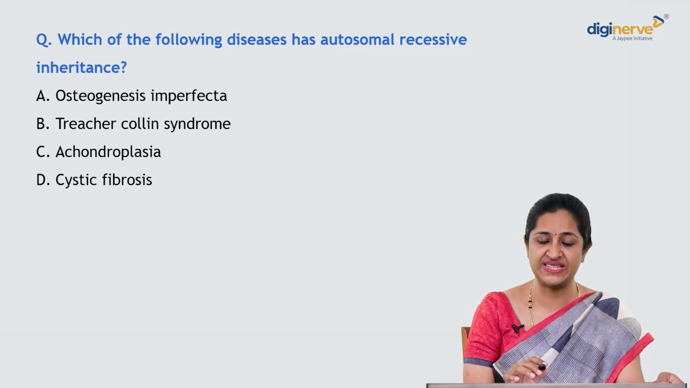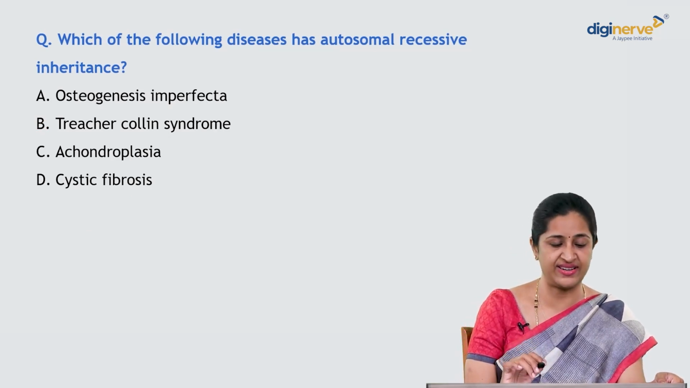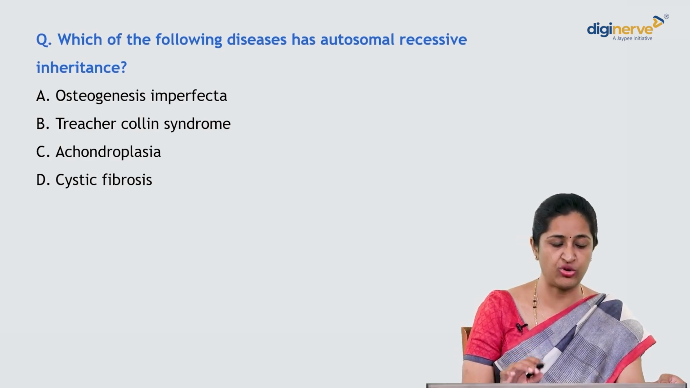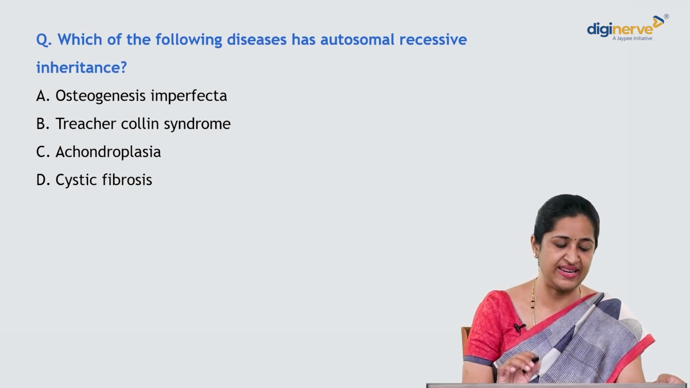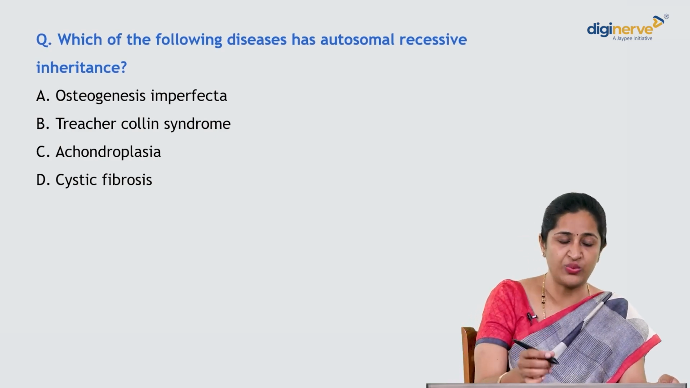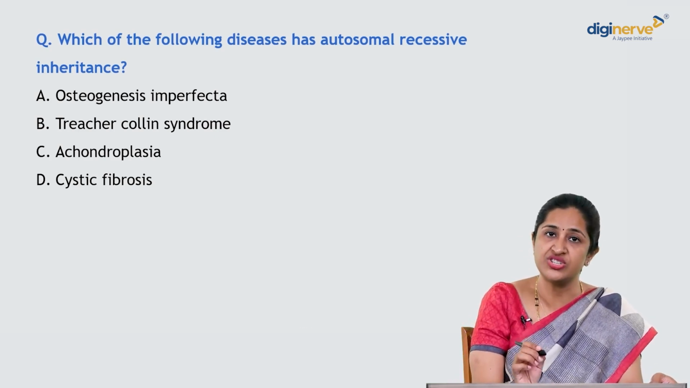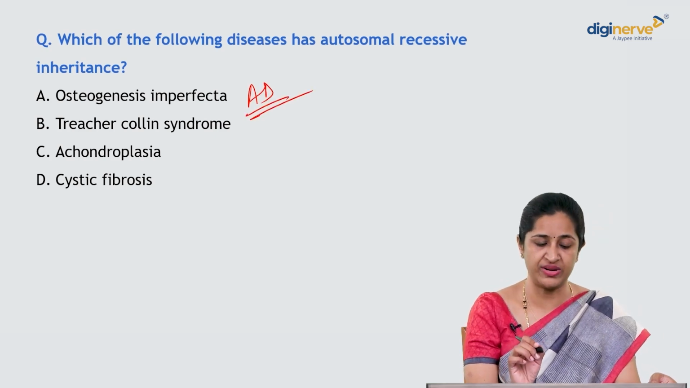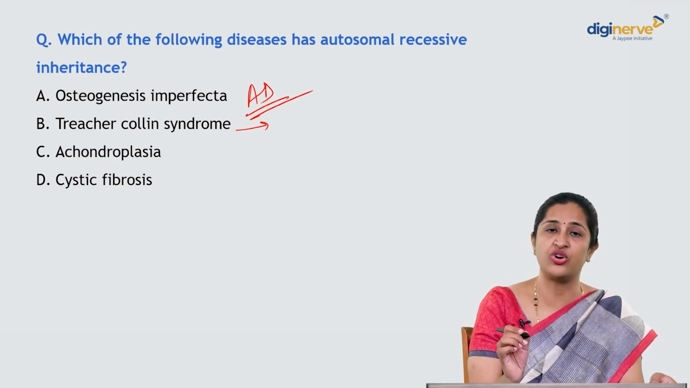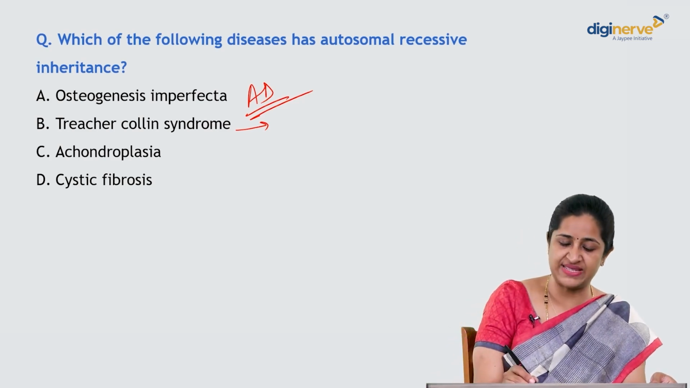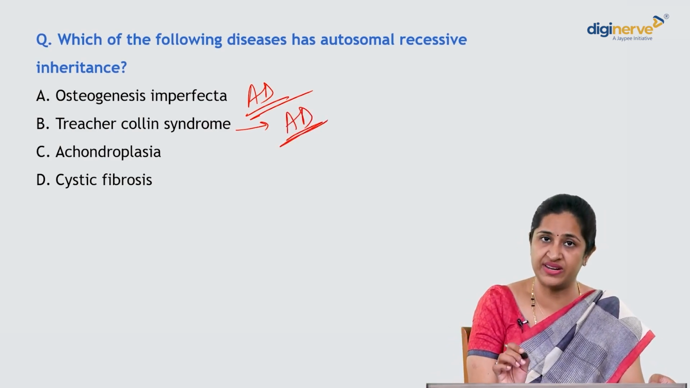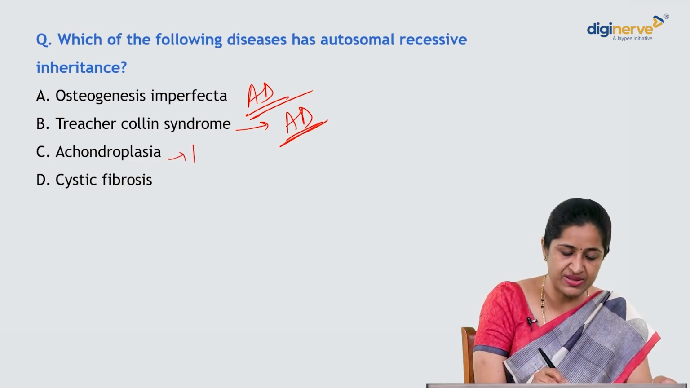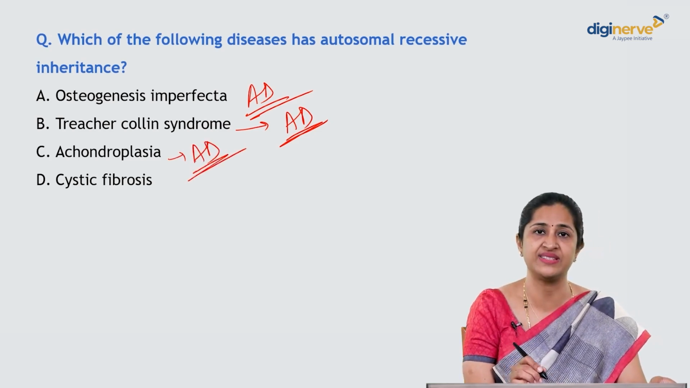Which of the following diseases has an autosomal recessive inheritance? A. Osteogenesis imperfecta, B. Treacher-Collins syndrome, C. Achondroplasia, and D. Cystic fibrosis. Let's look at it one by one. Osteogenesis imperfecta is essentially an example of an autosomal dominant condition. Treacher-Collins syndrome is one of the syndromic examples we give for autosomal dominant inheritance. Achondroplasia is also one of the classical examples for autosomal dominant inheritance.